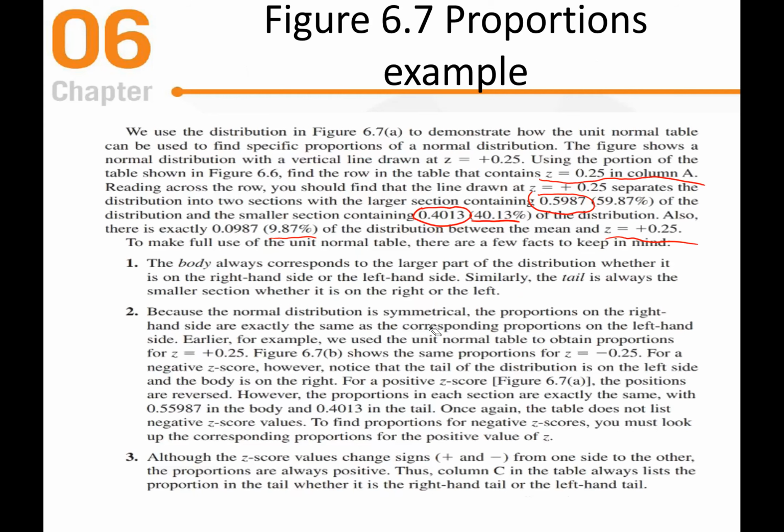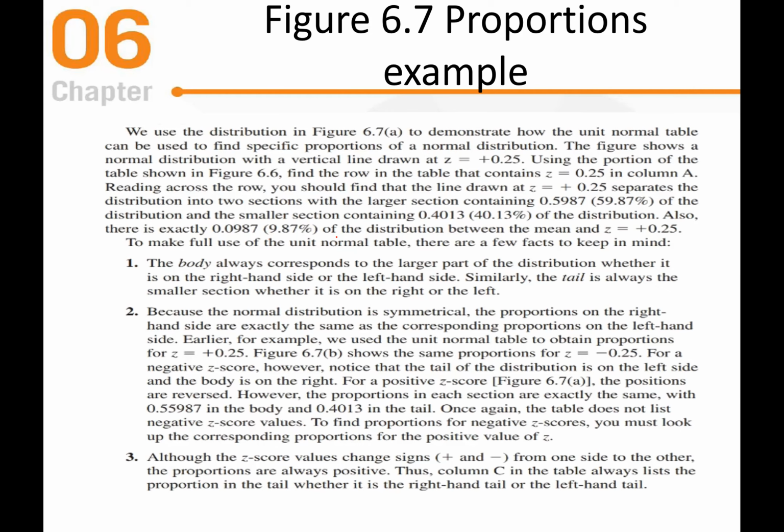All right, so again, the body is always going to correspond to the larger part of the distribution, whether it is on the right side or the left side. Similarly, the tail is always the smaller section, whether it is on the right or the left. It doesn't matter. The tail is always a smaller proportion. The body is always a larger proportion. And because the normal distribution is symmetrical, the proportions on the right side are exactly the same as the corresponding proportions on the left side.